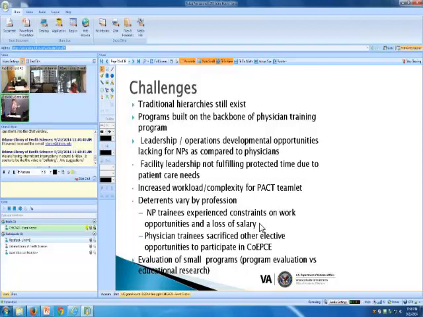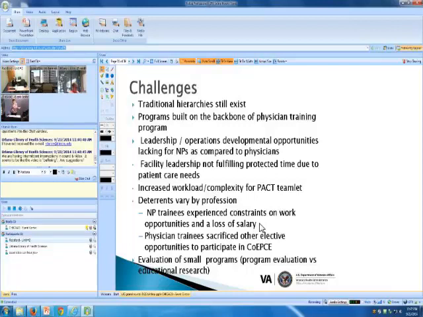And these programs were built, as I said earlier, on the backbone of physician residency training programs. So they've worked to make that more interprofessional. So that's a work in progress. The leadership and operational developmental opportunities are really lacking for the NPs as compared to the physicians.